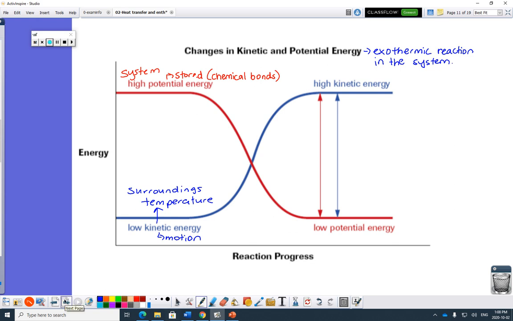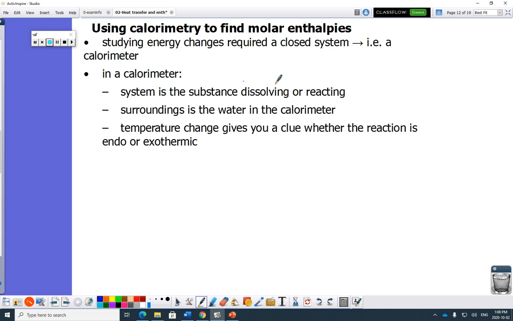I just noticed, I don't know if your printers did this, but my printer cut the titles off, but only the top. Did it do that to you guys? Oh, that's weird. So if mine cut this top one off, you might need to write that down.